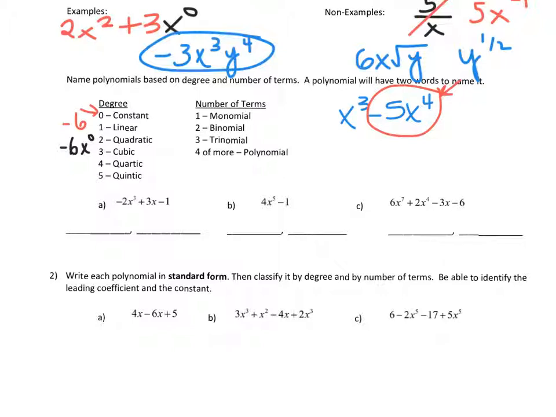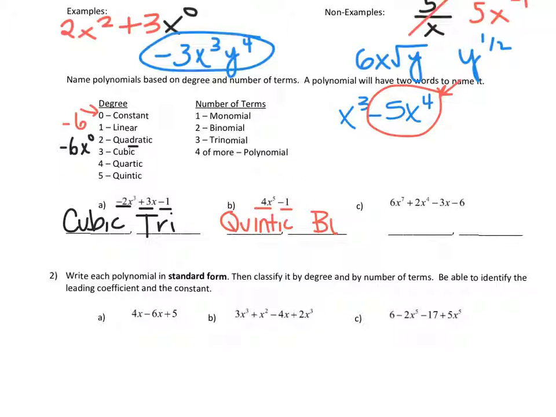So example 1 is degree 3. We're going to call that a cubic, and it has 3 separate terms. Terms are separated by plus or minuses. So it's a cubic trinomial. And then the second one is degree 5, so that's called a quintic, and it has 2 terms, so that's called a binomial.